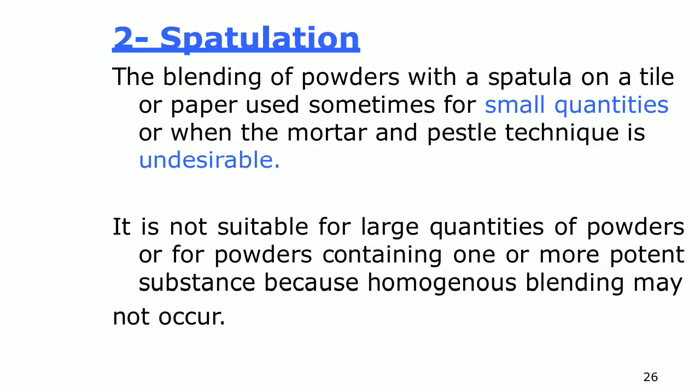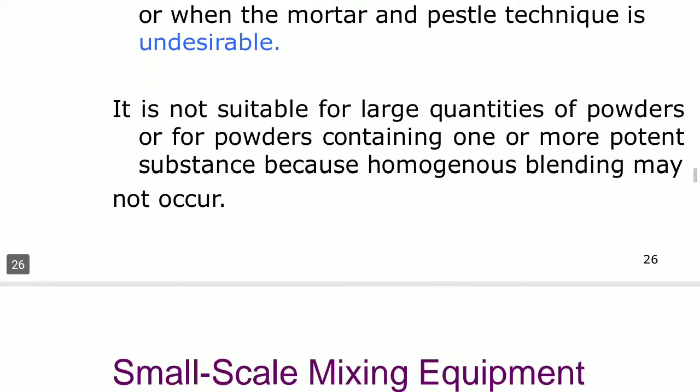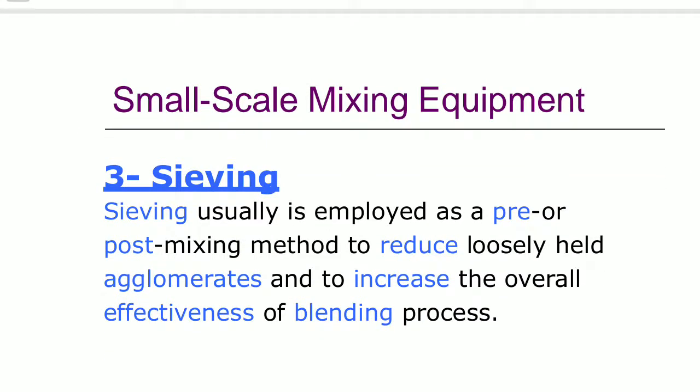The spatulation method is not suitable for large quantities of powders or for powders containing one or more potent substances, because homogeneous blending may not occur. Then the next one is the sieving method. The sieving method is usually employed as a pre or post mixing method to reduce loosely held agglomerates and to increase the overall effectiveness of a blending process.